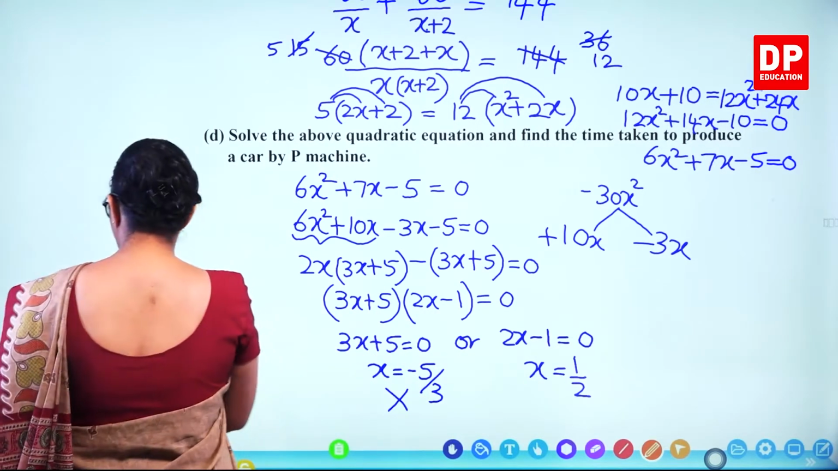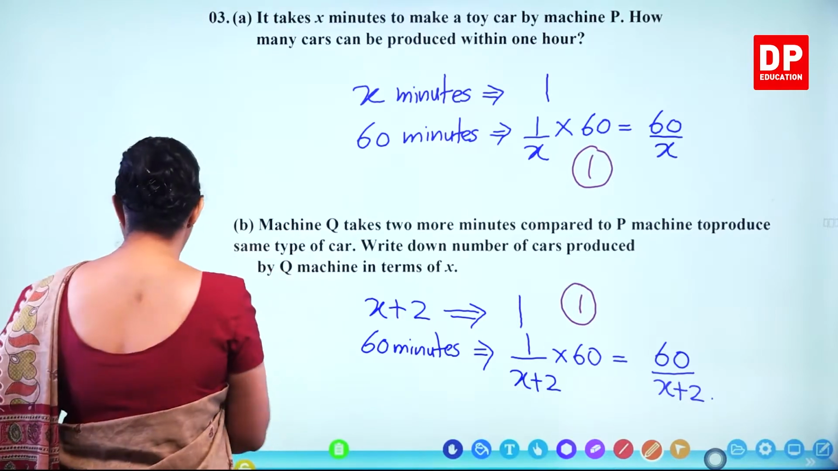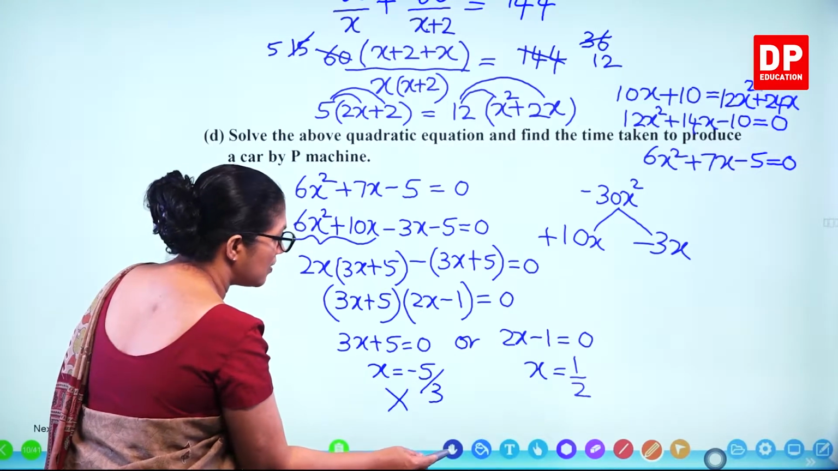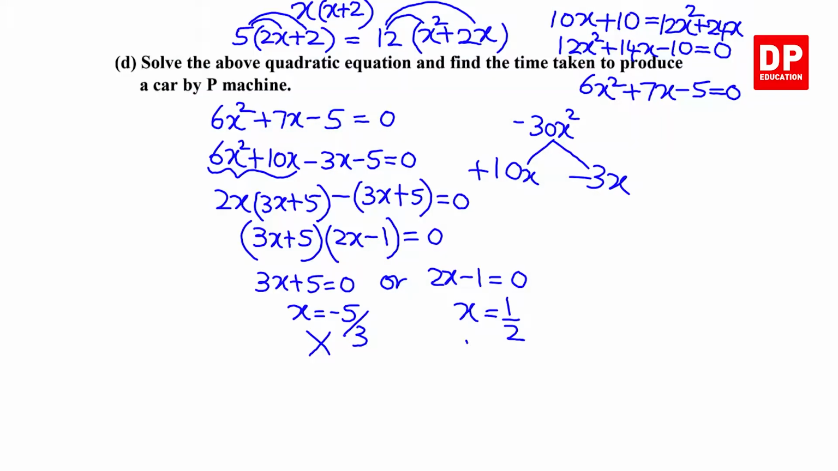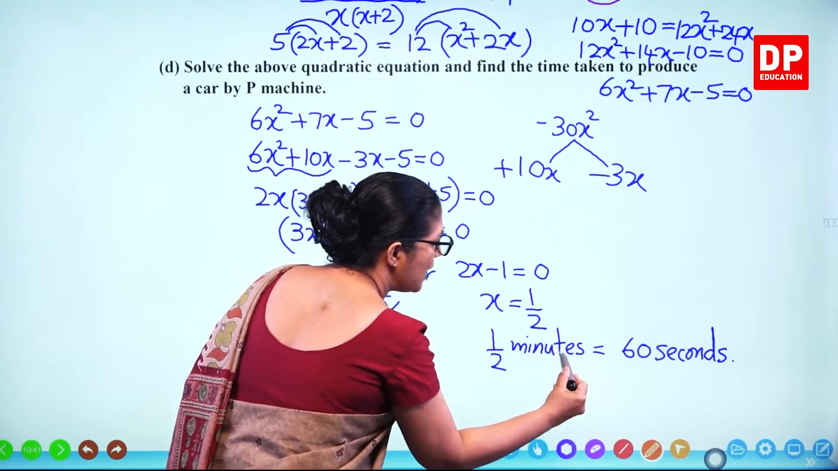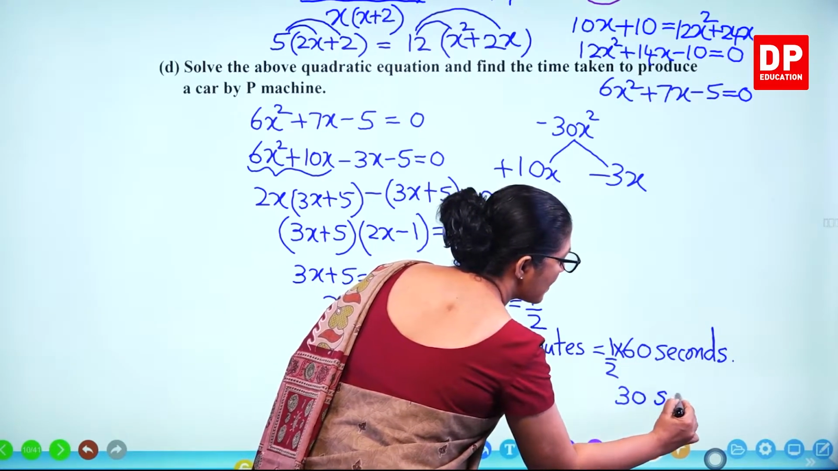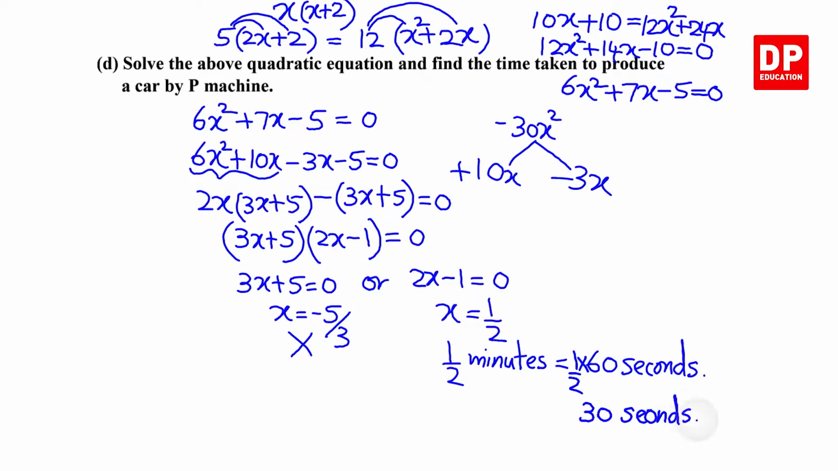So what's the time now? Time is x minutes for one car, for P machine. So that means half of a minute. Half of a minute means 60 seconds times half. These are toy cars. How many seconds? 30 seconds. Half into 60, 30 seconds takes to produce one car.